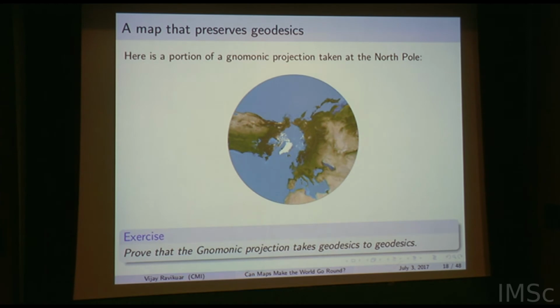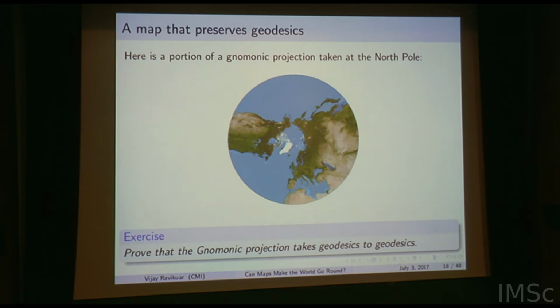Here's what this would look like if we did it from the North Pole. And again, it's just a portion of it, because the full projection would be all of R2, which we can't fit into a slide. So this is just a small portion of the gnomonic projection near the North Pole. And as you can see, it skews all kinds of other things. So it's not the nicest projection, except it does get geodesics right.